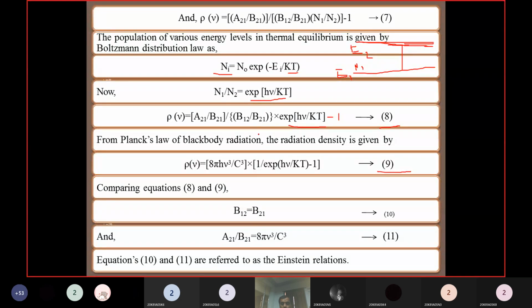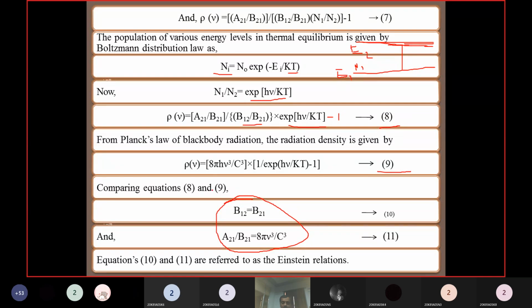If you compare these two terms, the multiplication of the exponential here is B12 by B21, whereas in the other equation the multiplication of the exponential is only 1. So B12 by B21 is equal to 1. Therefore B12 is equal to B21. This is the relation between the Einstein coefficients, which is what we are proving here.